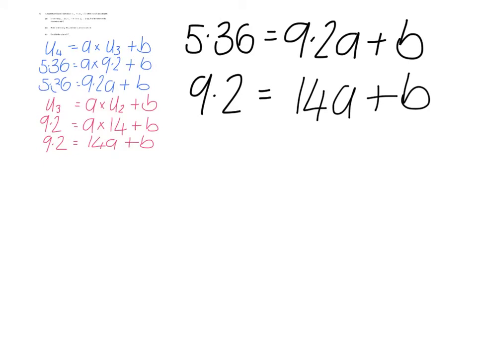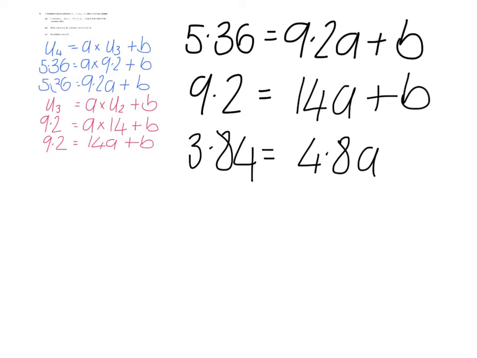So fortunately the b's at the end make this a fairly simple process. To cancel or eliminate the b's, we'll do the second equation, the one on the bottom, take away the one on the top. So b take away b on the top, first of all, leaves us with 0 on the end. Then 14a on the bottom, take away 9.2 on the top, gives us 4.8a on the bottom. And finally 9.2, take away 5.36 is 3.84.